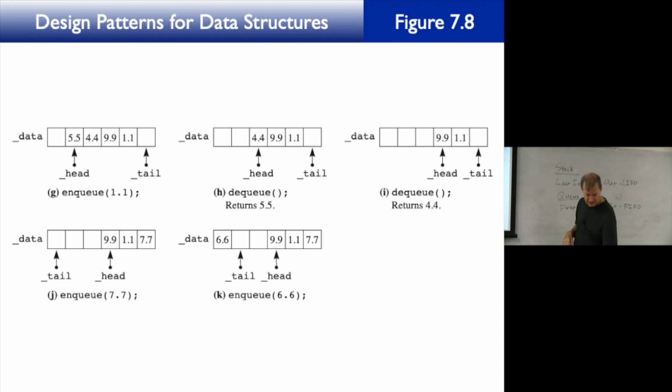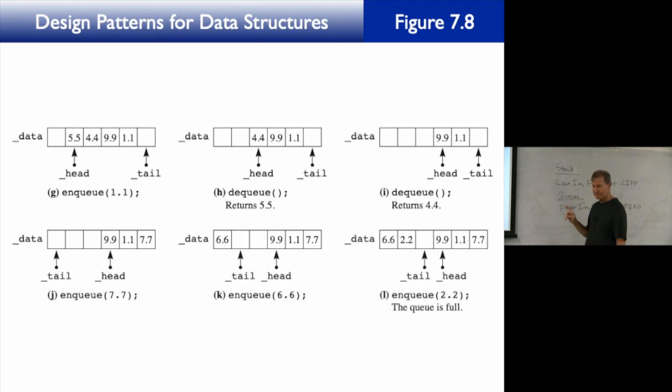Okay, so that's a little tricky. So now let's NQ one more. Now here's my question. If we NQ 2.2, then tail is right up next to head. Are you with me? Now here's the point. Do you see at this point the queue is full? Is it?